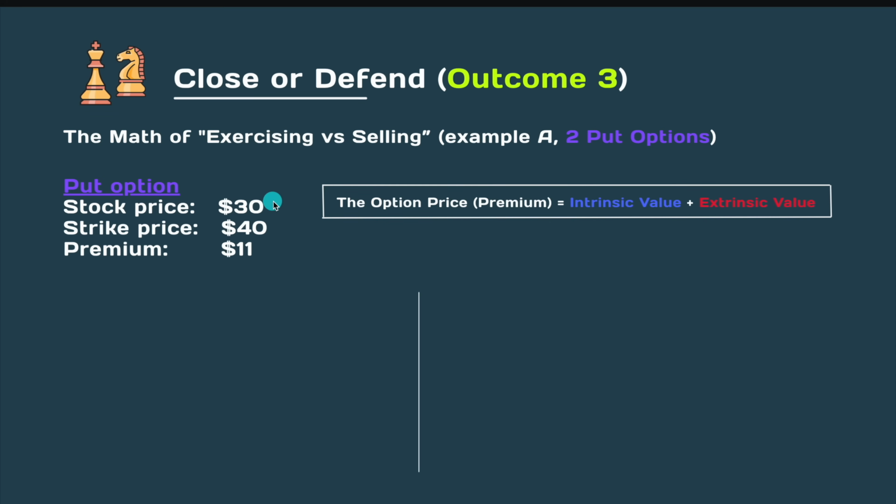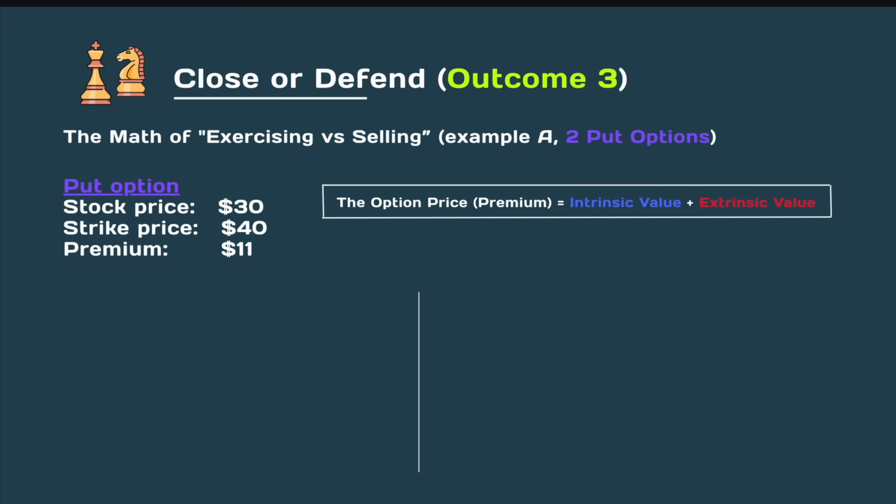The stock price is currently trading at $30, the strike price is $40, and the premium or the option price is $11. What we're going to do is perform a calculation to show on the left-hand side what the profit the buyer will get by exercising early versus if the buyer would sell that option away or trade that option away to another buyer within the economy.